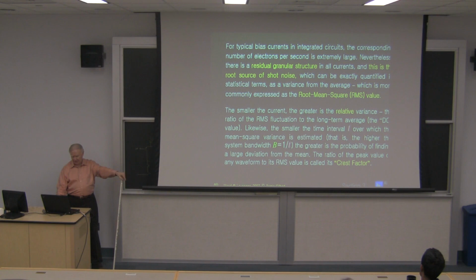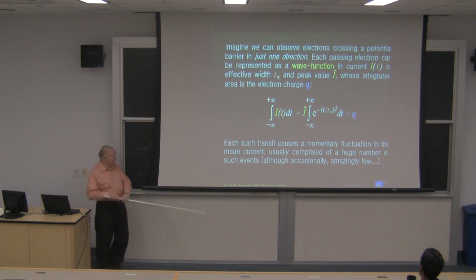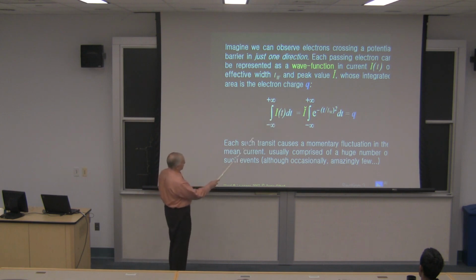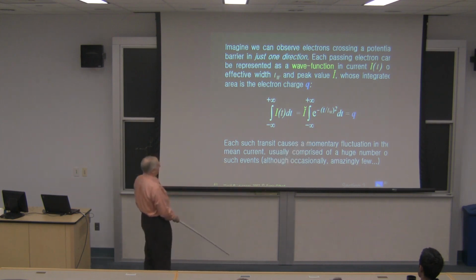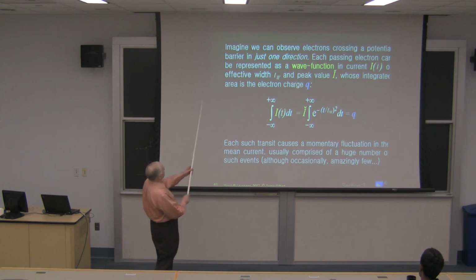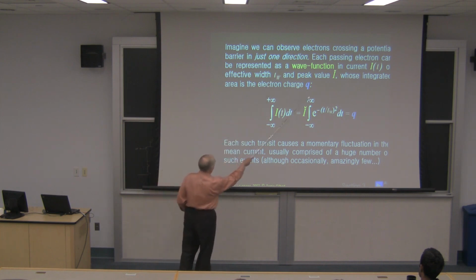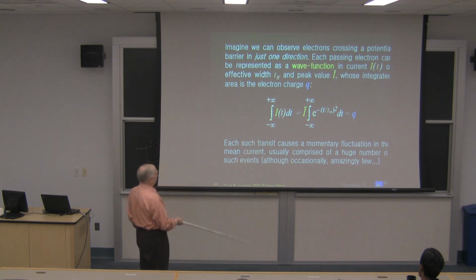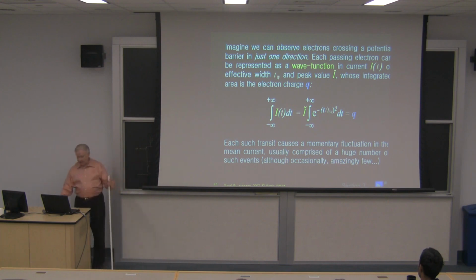I think we've already covered well enough the idea of an RMS value and a crest factor value. The so-called DC current, I showed I sub t, but it would be the mean I sub t that we're usually interested in, is the summation of all these little units of charge. If we treat it, just for the moment, as a wave function in current with an effective width of TW and a peak value, then the integral of that little lump of charge is a current. Each occurrence of an electron across some boundary causes a small fluctuation.